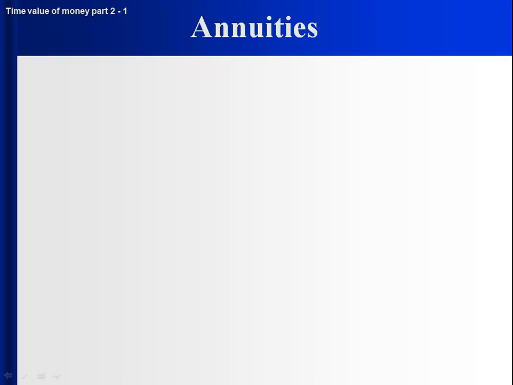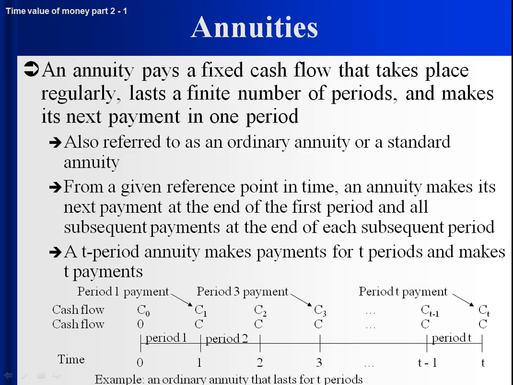I'm going to be talking about annuities. An annuity is essentially a fixed perpetuity that instead of going on forever, goes on for a fixed amount of time. So it pays a fixed cash flow that takes place regularly. And its next payment is in one period. So in one period, it's got its next payment, and then they're regular and they're fixed, except instead of going on forever, it lasts a finite number of periods.